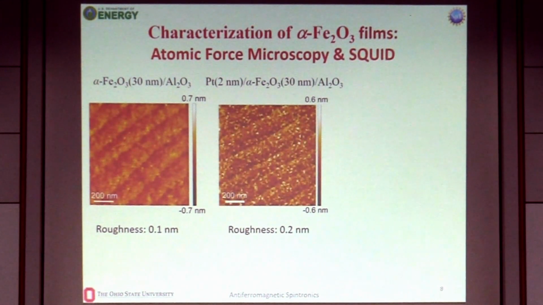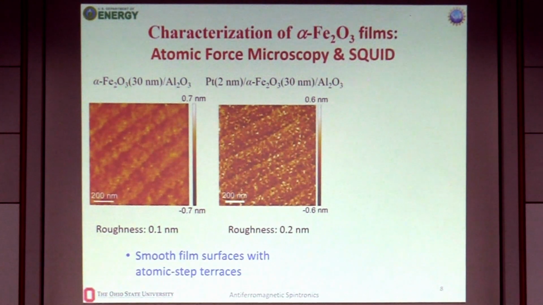All right, so this is the AFM, this is still the characterization. This is the terraces from the surface. This is 30 nanometer hematite. And this is the platinum on top. They are all kind of comparable, 0.1, 0.2 nanometer, so they give a pretty smooth growth.